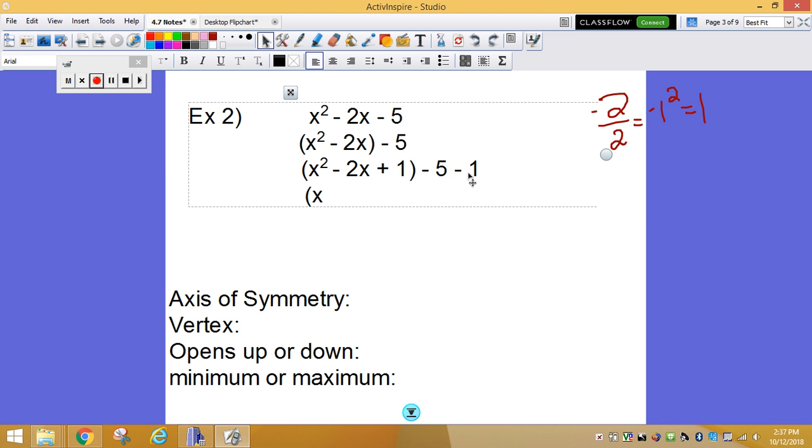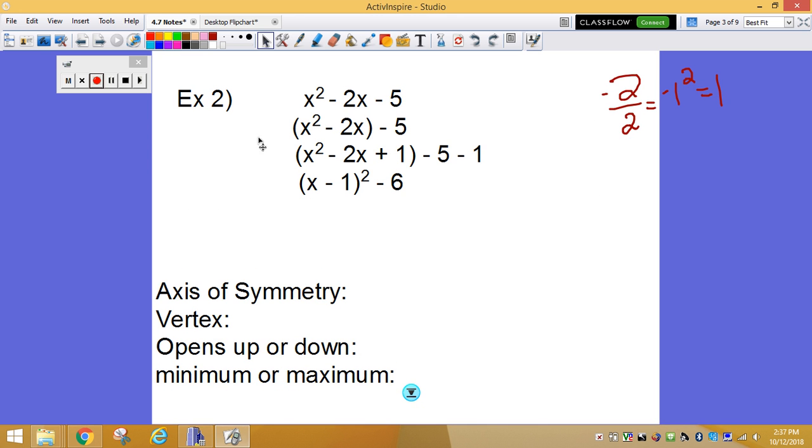To do the perfect square, if your middle sign is a minus, then it's going to be a -1, and put your squared on the outside. And then -5 minus 1 is a -6.